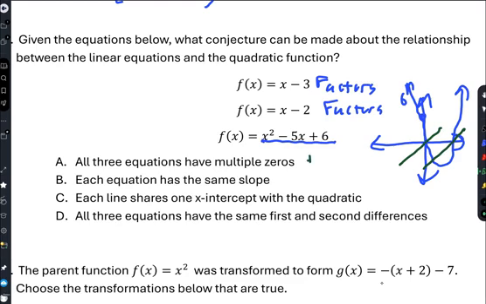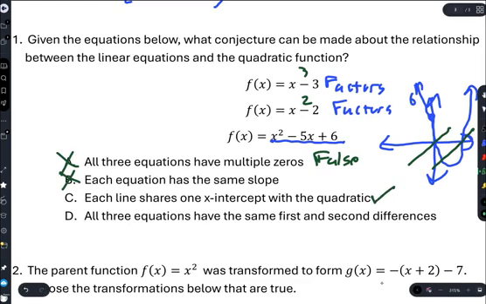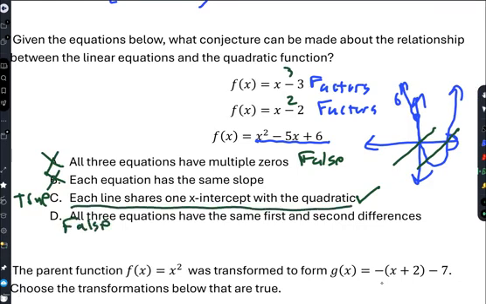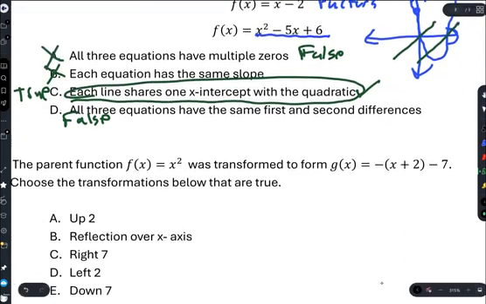All three equations have multiple zeros. That is true. No, that's false. This has a zero of 3. This has a zero of 2. Each equation has the same slope. That's false. Each line shares one x-intercept with the quadratic. That is what's true. All three equations have the first and second differences. That's false. So these factors are going to share one x-intercept with the quadratic. That's what we know about the factors.